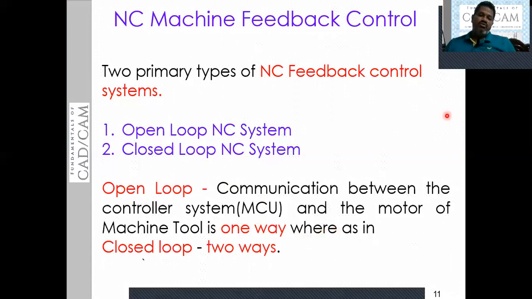That means in the case of an open loop NC system, the signal or control is transferred from the machine control unit to the machine tool. That is only one way. But in the closed loop NC system, the information flows from the MCU to the machine tool as well as from the machine tool to the machine control unit. In both ways the information flows in a closed loop NC system. In an open loop system, the information flows in only one direction.